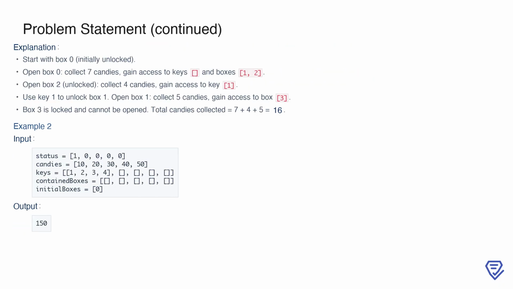In the first example, the input specifies that there are 4 boxes with different initial statuses, candies, keys, and contained boxes. Starting with box 0, which is initially unlocked, we open it to collect 7 candies and gain access to boxes 1 and 2. Box 2 is also unlocked, so we open it next to collect 4 candies and obtain a key for box 1. With this key, we unlock and open box 1, where we collect 5 more candies and gain access to box 3. However, box 3 is locked, and we don't have its key, so we cannot open it. In total, the candies collected are 7 from box 0, 4 from box 2, and 5 from box 1, giving us a maximum of 16 candies.